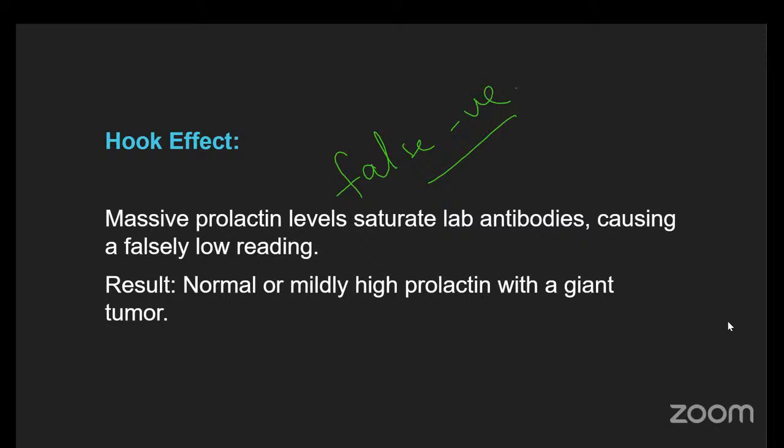Okay, and what is the result going to be? The result is that you see a huge tumor on the MRI, you see clinical presentation of prolactinoma, but the levels are normal or mildly high, which is not correlating with the clinical and the radiological picture. So what do you ask the lab technician to do? You ask them to dilute the blood sample and then retest it. Am I clear?